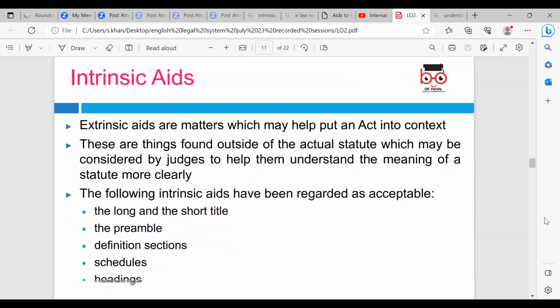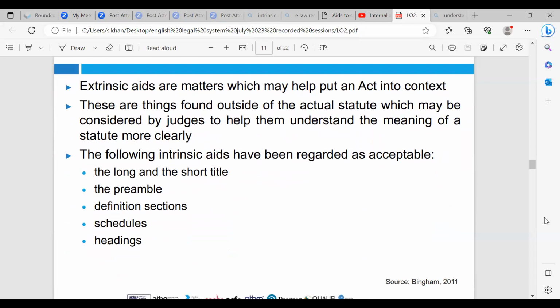So extrinsic aids are matters which may help put an act into context. These are found outside of the actual statute, which may be considered by judges to help them understand the meaning of a statute more clearly. The following intrinsic aids have been regarded as acceptable. The long and the short title, the preamble normally states the aim of the act and intended scope, the definition section, the headings, the schedules. These are intrinsic aids.